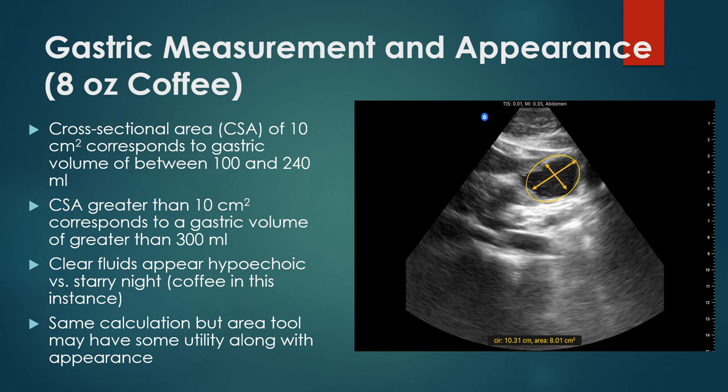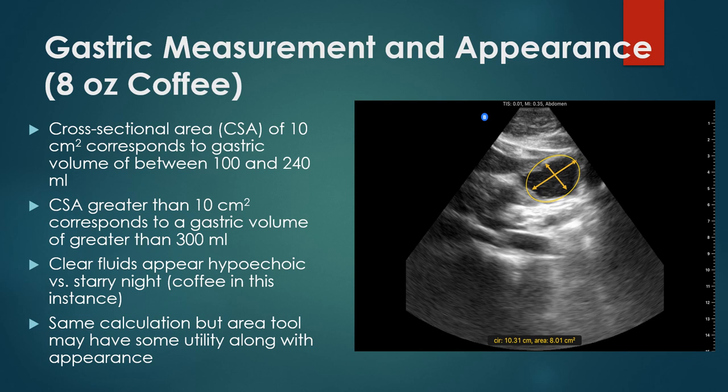So if you're measuring the volume in the stomach, which is very important, and Perlis has done, again, some very good work here and done the definitive work on it. Typically, a cross-sectional area of 10 centimeters squared or more corresponds to a gastric volume between 100 and 240 cc's. That's a pretty good bit of volume.